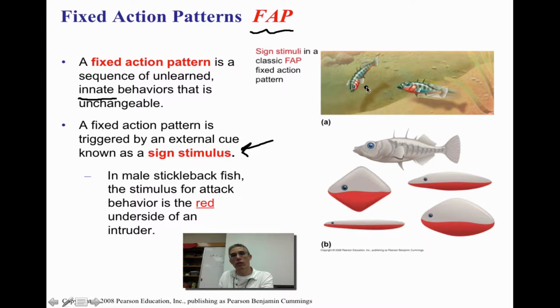Now the males tend to have a very red throat region. And what it does is it actually helps the owner of that particular territory to recognize other males within the vicinity. And so when it recognizes that very red throat region, it initiates that retaliatory or defense type of mechanism, and it causes the male to attack the intruding male.